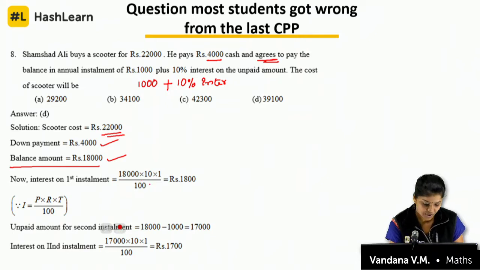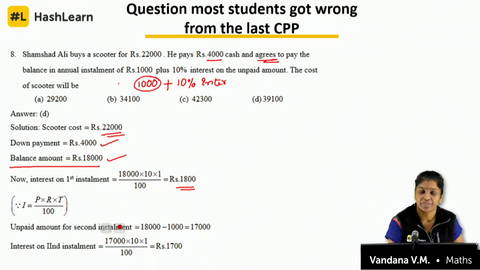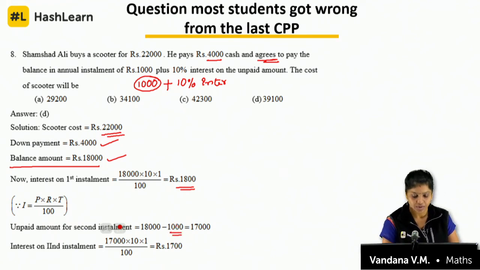Rate of interest is 10 by 100. So, rupees 1800. But whatever it is, he doesn't want to pay that. Only 1,000 rupees he would like to pay. So, first he will pay 1,000 rupees. Out of 18,000, if he is paying 1,000 rupees, the unpaid amount is 17,000.